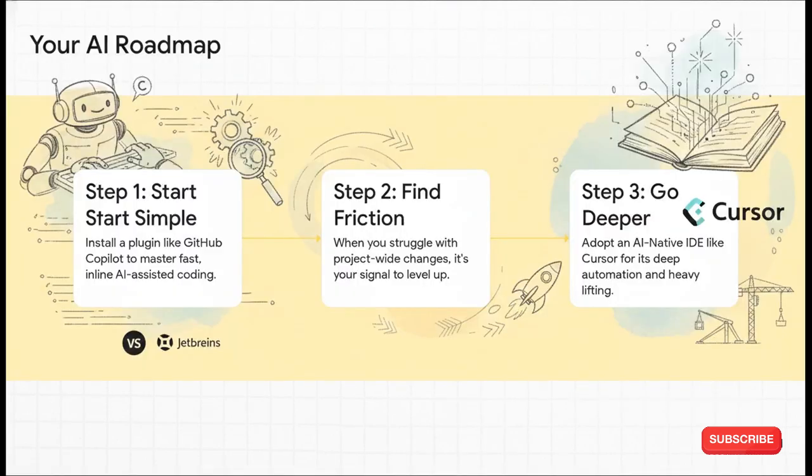So here it is, your roadmap. Step 1, start with a plugin. Go install Copilot today and just get really good at fast, inline coding. Step 2, listen for the pain. The moment you feel that friction, when you're trying to make a big change across your whole project, that's your signal. It's time to level up. And that leads to Step 3, graduate to an AI-native IDE like Cursor to handle all that heavy lifting.